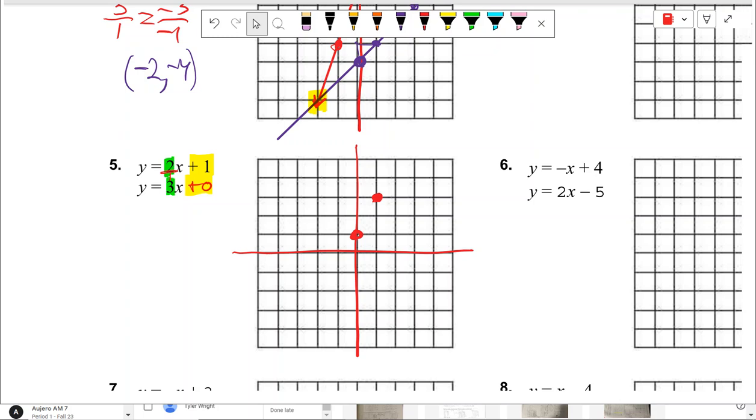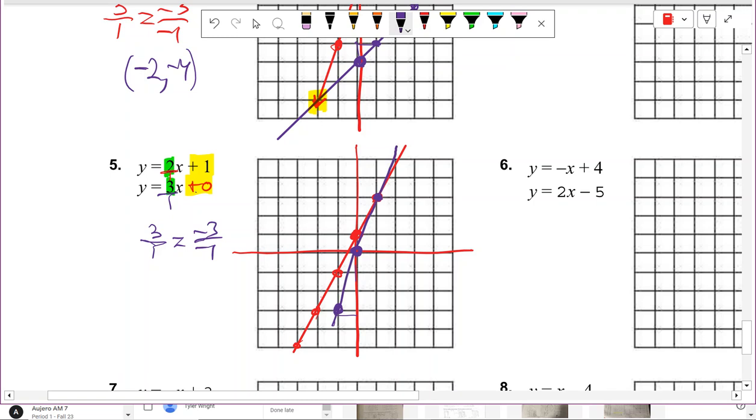All right, so 2 over 1, we're going to down 2, left 1. Draw our line quick. Then do the second one. Our y-intercept is 0. It's 3 over 1, so up 3 over 1. It looks like that's going to be the answer. 3 over 1 is also equal to negative 3 over negative 1. So down 3, left 1. And that's plenty to graph.